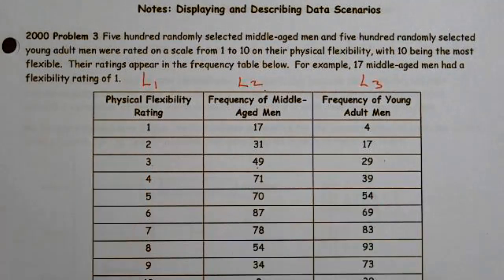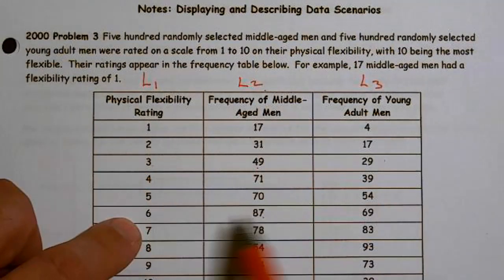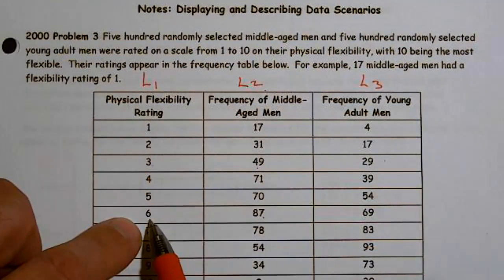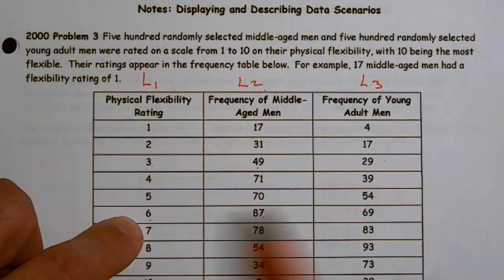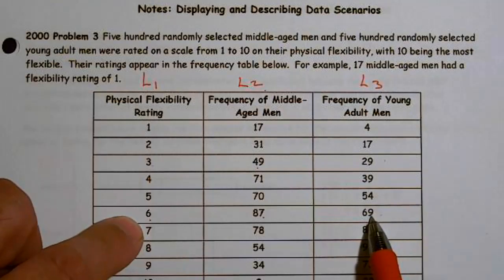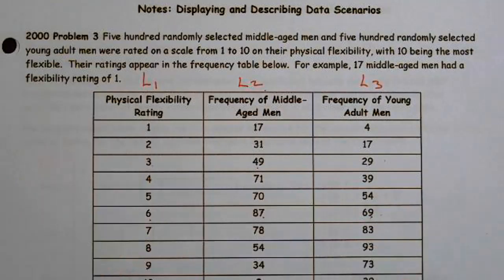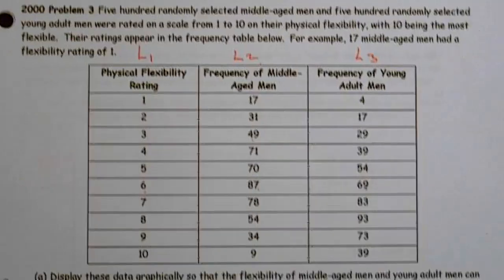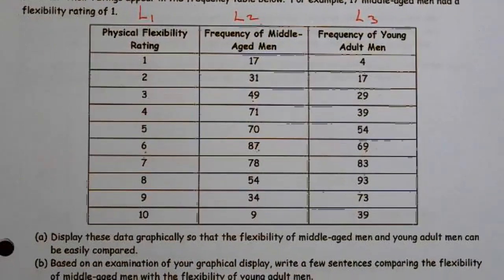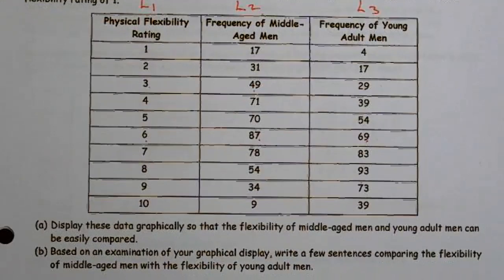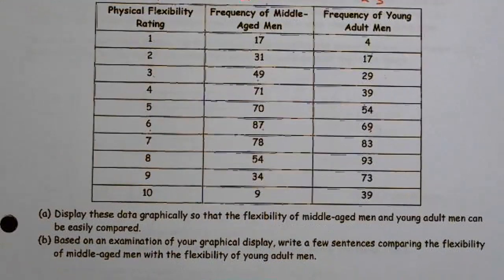So we don't want to sort this like we would if we were doing a stem plot. We cannot sort this data because these are the actual quantities of people who had this rating. As in, 87 men had a flexibility rating of 6, and 69 young men had a flexibility rating of 6. So the first thing it asks us to do is display it graphically so that the flexibility of middle-aged men and young men can be easily compared. So basically, we're going to need to make a graph.